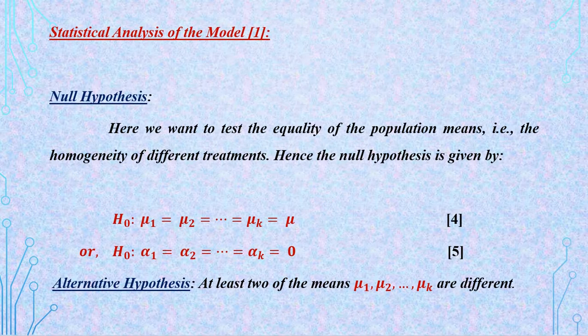Then the statistical analysis of the fixed effect model. The null hypothesis will be like this. Here we want to test the equality of the population means, that is, the homogeneity of different treatments. Hence the null hypothesis is given by H naught: mu1 = mu2 = up to muk = mu, or equivalently alpha 1 = alpha 2 = up to alpha k = 0. Then the alternative hypothesis is that at least two of the means mu1, mu2, up to muk are different.